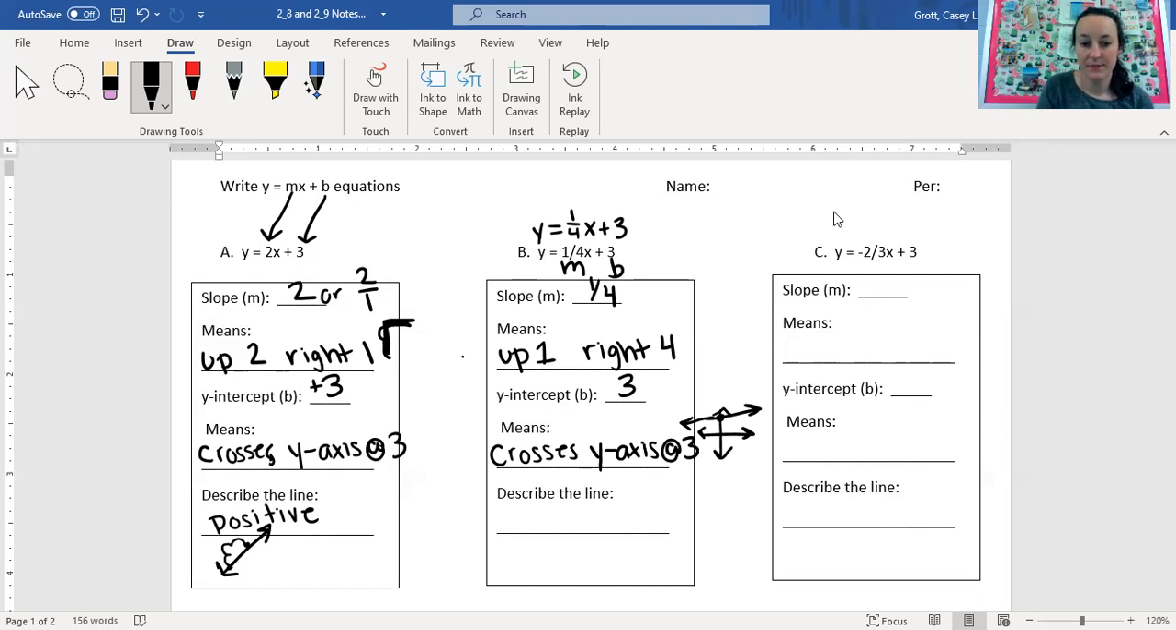Describe the line. If here's my point, I went up 1, and then 1, 2, 3, 4 over to the right. So I have a positive line, but look, this line's not as steep as this one is because it's 1 over 4 versus 2. So it's still positive, but something to think about. We said slope deals with steepness. 1/4 is not as steep as 2 is. Look how this one's going up faster and this one's going up not as fast.